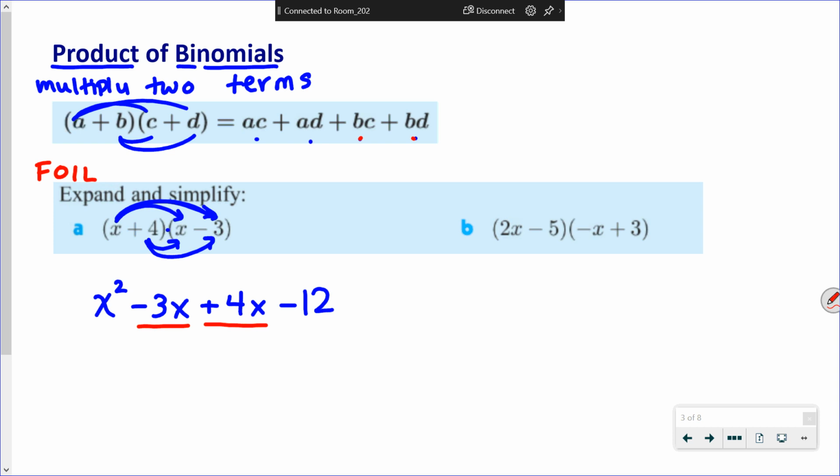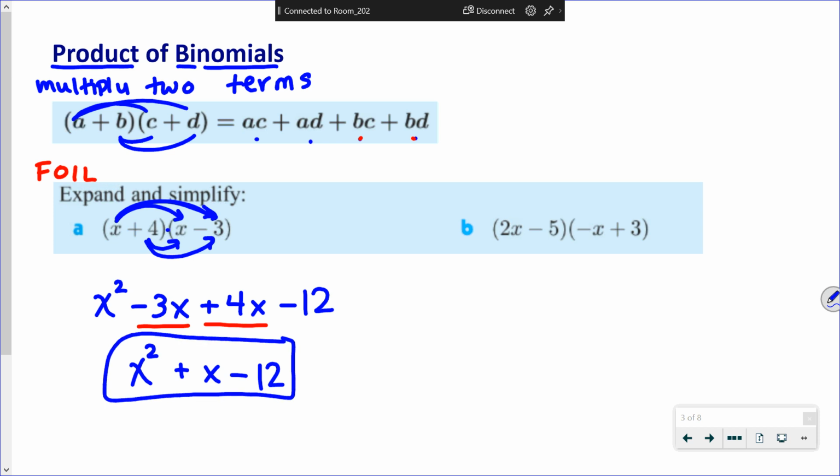I'm not going to try to combine the x squared or the 12 because they don't have like terms here, but I can combine the negative 3x and the positive 4x. So x squared plus 1x minus 12, because negative 3 plus 4 is just 1x, and that's the final simplified expanded version.